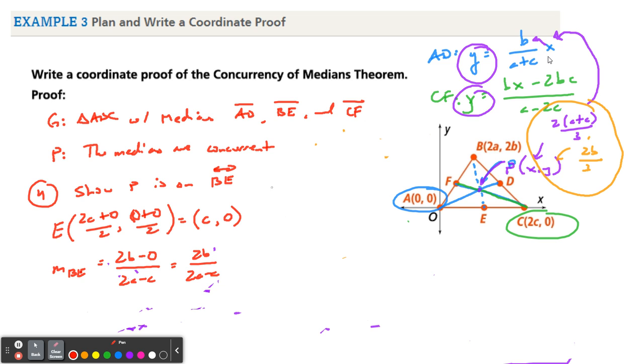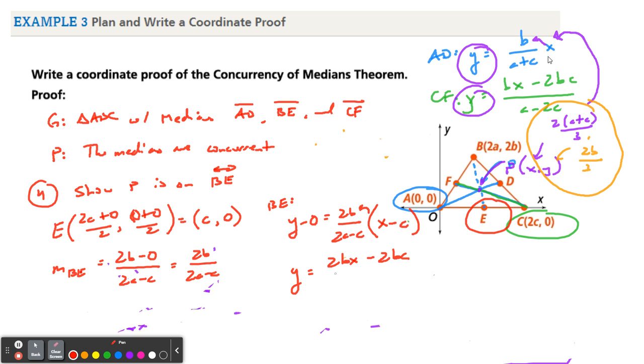Okay, and now we need to find the equation for BE. So to find the equation of BE, I will use E. E's coordinates are pretty simple. So we're going to do y minus 0 equals 2b over 2a minus c times x minus c. And again, just like we did for the CF, we're going to bring this to the top and distribute the 2b. The 0 goes away, so y equals, so we have 2bx minus 2bc all over 2a minus c.